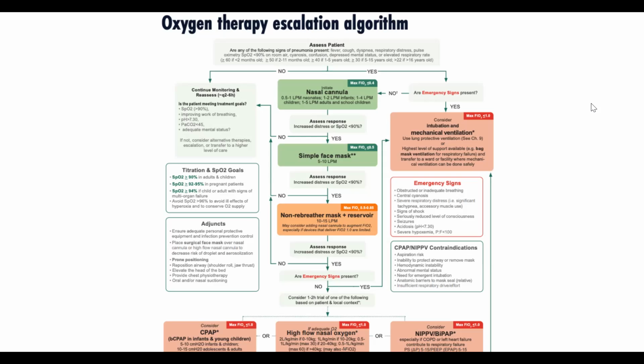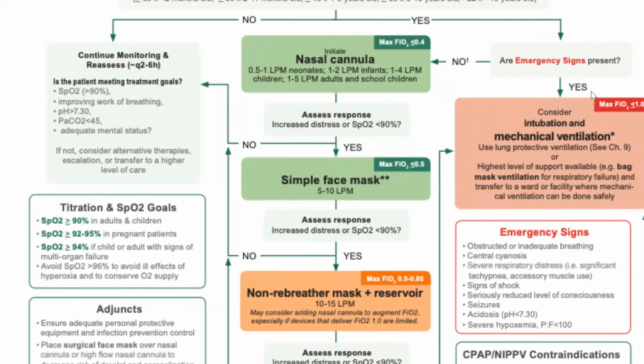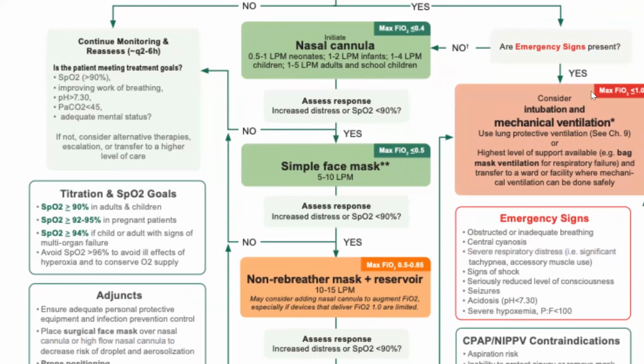So we have different levels of what we can give. As we had said, at the lowest level, you can start with simple nasal cannulas. With nasal cannulas, you can give from 1 to 5 liters per minute. And if the patient's oxygen saturation does not improve beyond 90, you should escalate to a simple face mask, which is between 5 to 10 liters per minute.